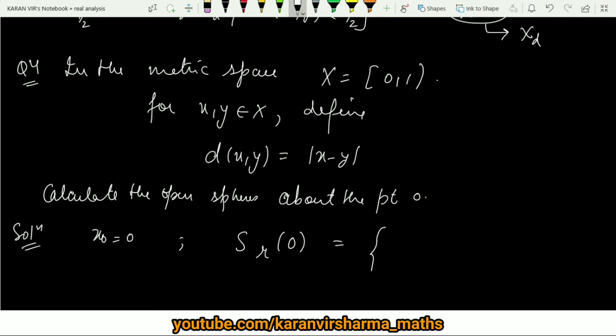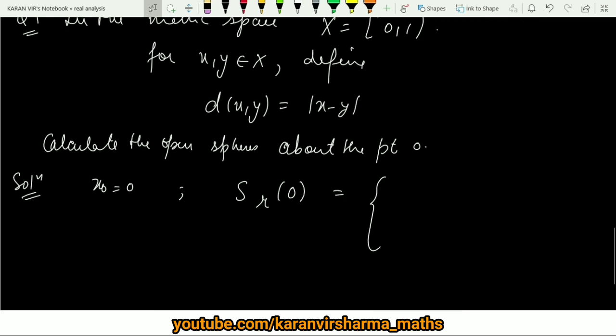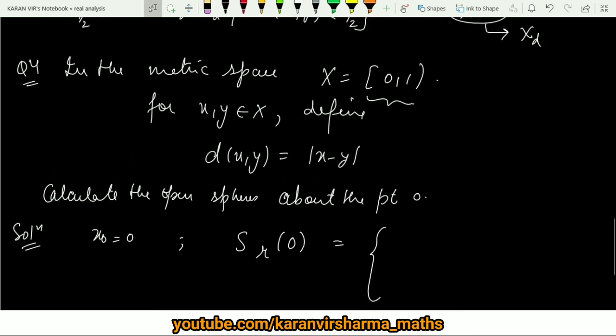Now again we have to consider various cases. We have to check the condition on r, because my points are coming from this domain, that is [0, 1).